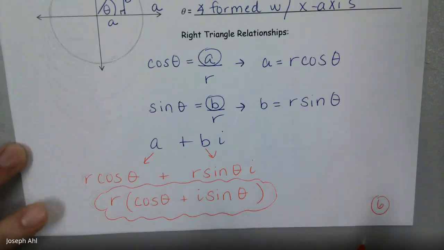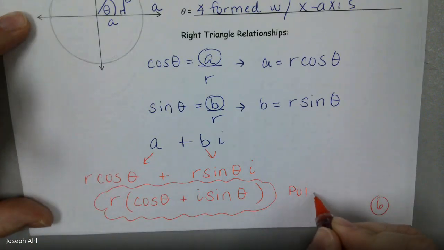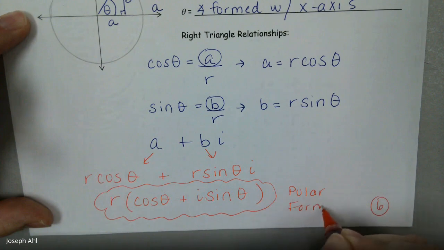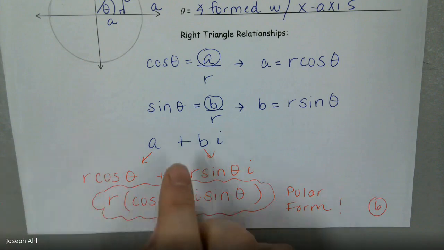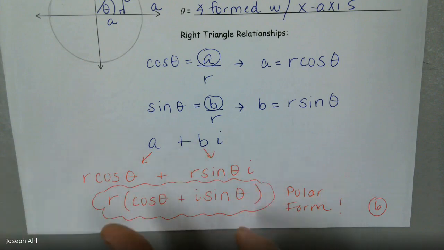Polar form is what we're working towards. This is the polar form of a complex number that started off as a plus bi. Now, it's going to seem a little strange, like what was the problem with a plus bi? Like, why do we even want this polar form? And that will become very apparent as we do more and more practice throughout this unit.